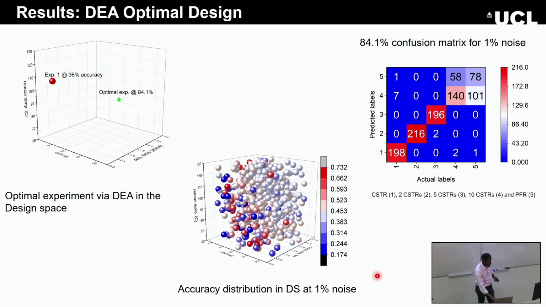I would like to point out that for this particular case, you can see that the maximum accuracy that we got using the Latin hypercube sampling was around 73%, but within the optimal design space, we were able to get something even higher, that's 84.1%.